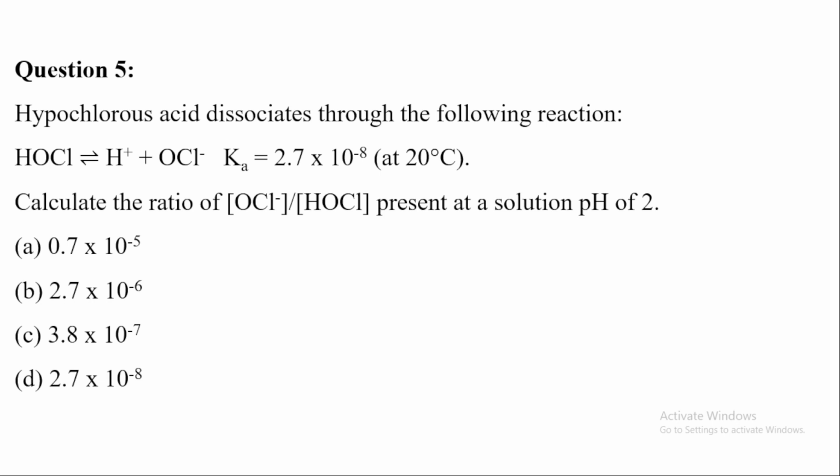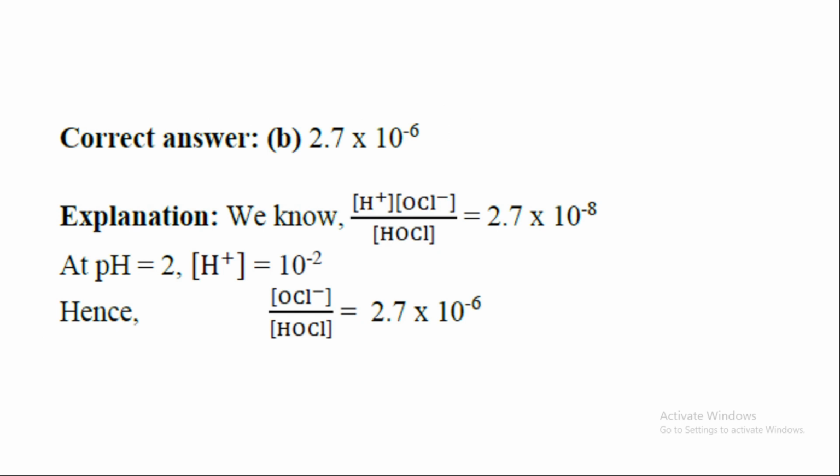Once you have this, I hope you understood how to calculate H plus ion concentration from pH. pH is equal to 2, so the H plus ion concentration will be equal to 10 raised to the power of minus 2. Since you have the H plus ion concentration, and they asked OCl minus divided by HOCl, you just take that H plus ion concentration on the right hand side and divide by 2.7 into 10 raised to the power of minus 8. I hope it's clear now.